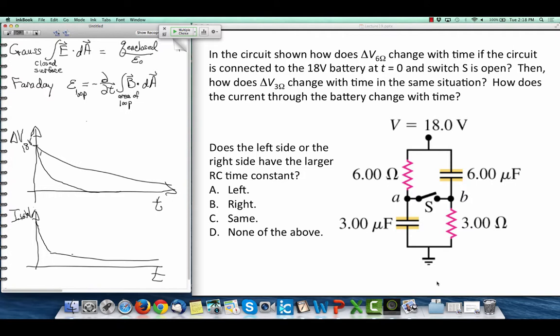Any other questions about this or about RC circuits in general?